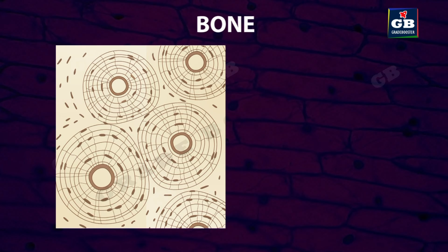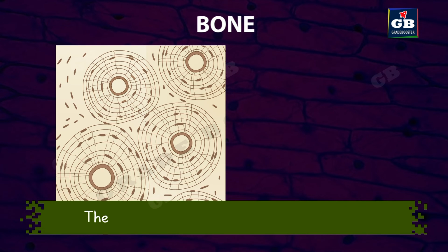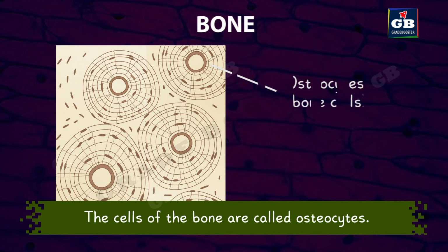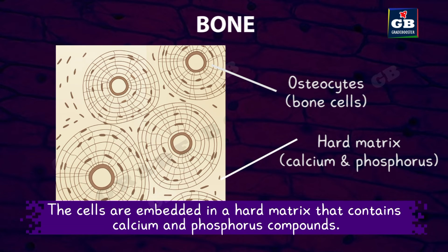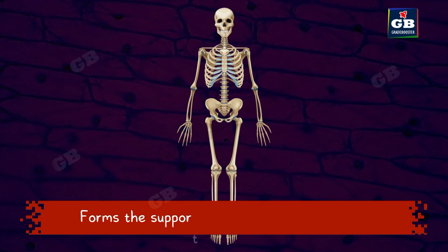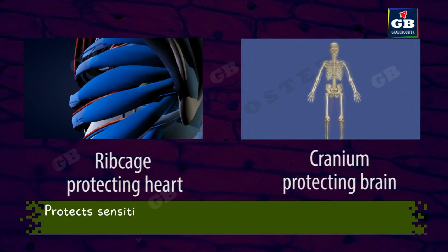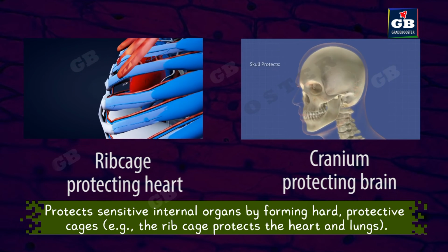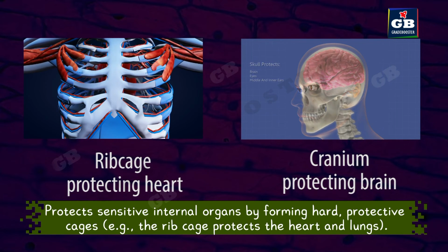Next, bone. Bone is a strong and non-flexible connective tissue. The cells of the bone are called osteocytes. The cells are embedded in a hard matrix that contains calcium and phosphorus compounds. Let's see the functions of bone. It forms the supportive framework of the body. Bone holds muscles tightly and helps in movement. Bones protect sensitive internal organs by forming hard protective cases. Example, the rib cage that protects the heart and lungs.